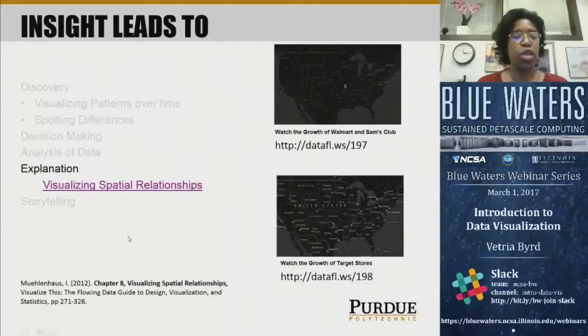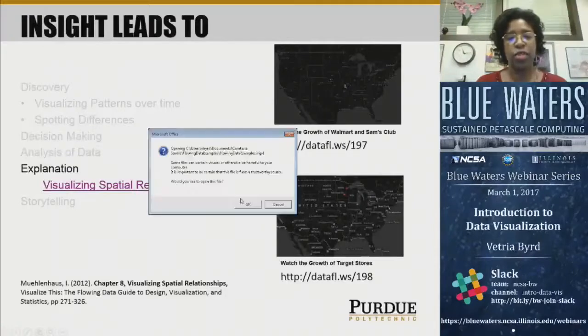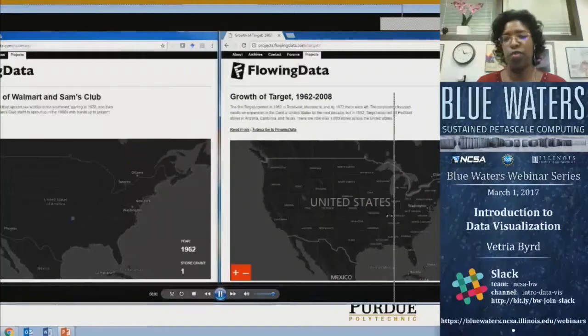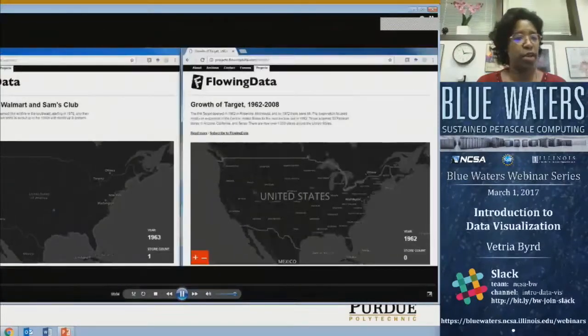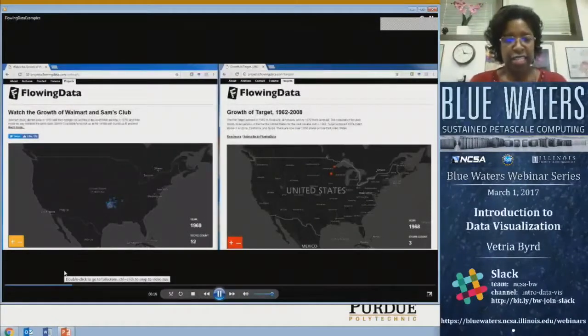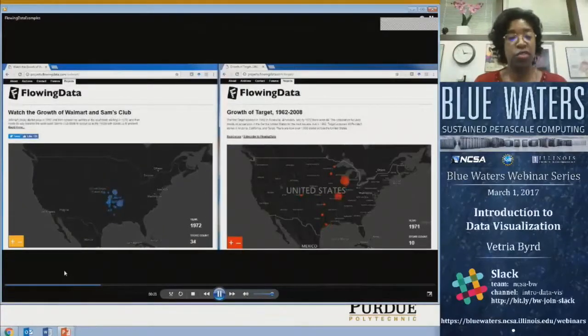Insight allows us to explain things, or to look at spatial relationships. This is a very good example that I like to use, just to show you the growth of two well-known stores over a period of time. What I'm going to do is just talk through this as it goes. What you can see here from FlowingData is data from both Walmart and Target, and the growth of these two particular chains over a period of time.